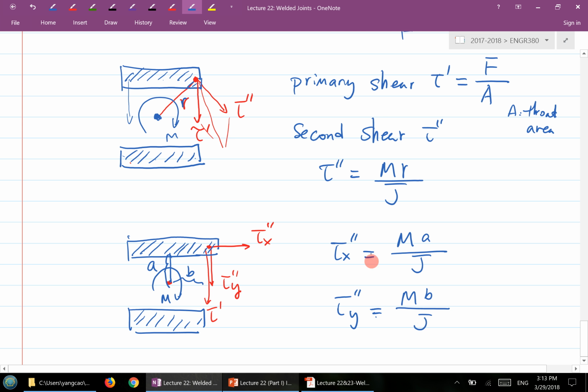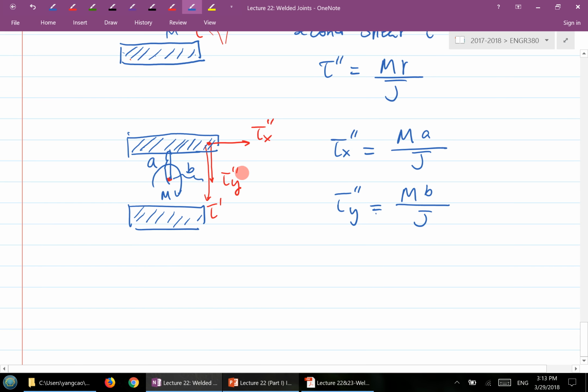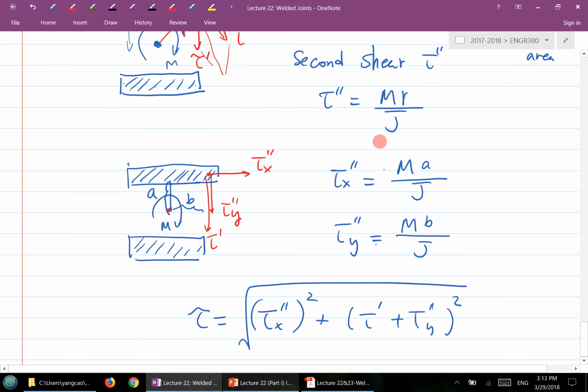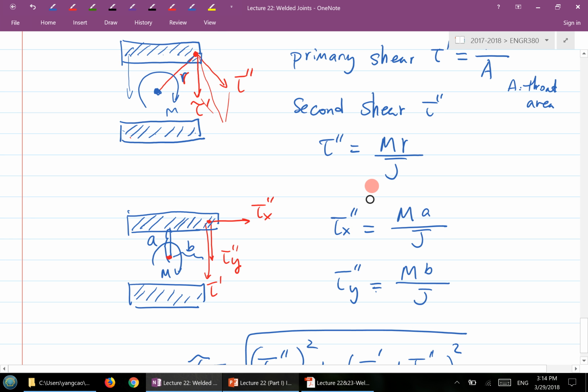Divided by J, right? In terms of calculation it's the same thing, but it will be much easier for finding the combined shear stress. So if I want to find the combined shear stress, I would calculate tau equals the square root of tau x double prime squared, plus tau prime plus tau y double prime, squared. That's much easier than calculating your original tau prime and tau double prime here.